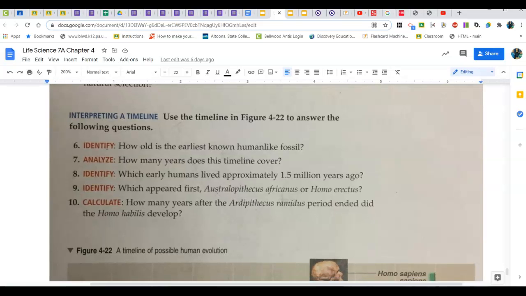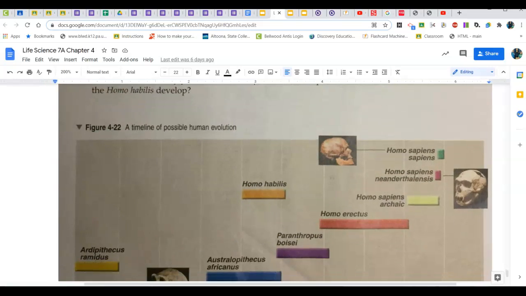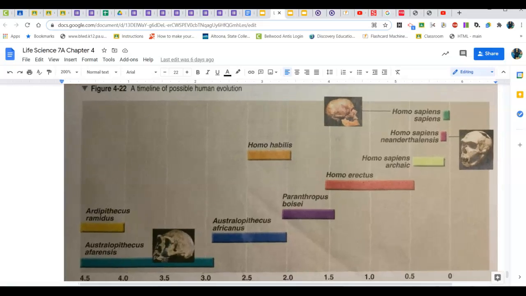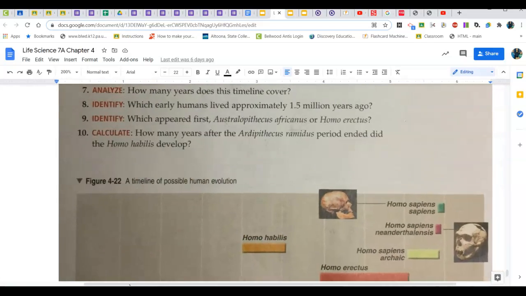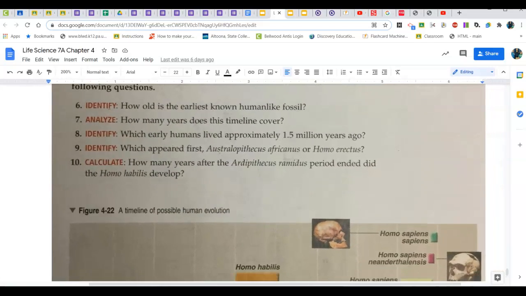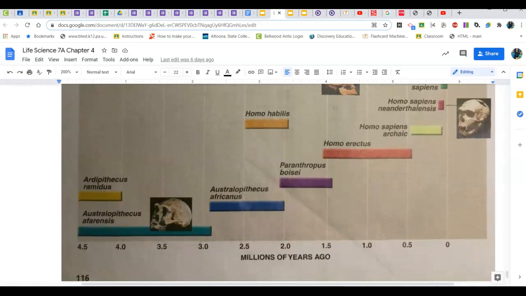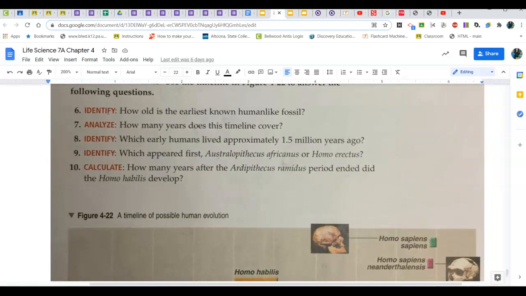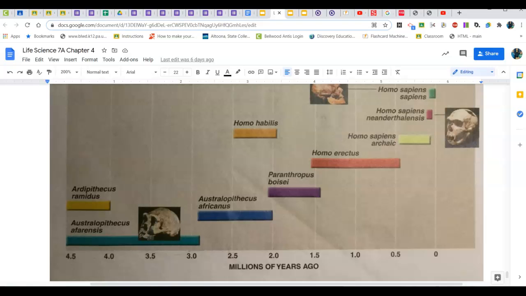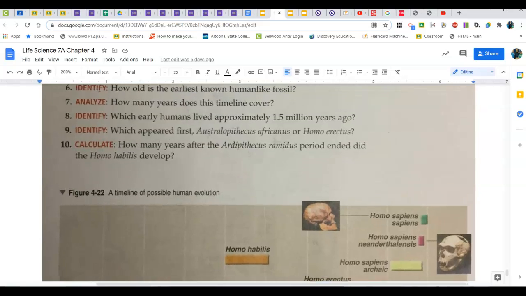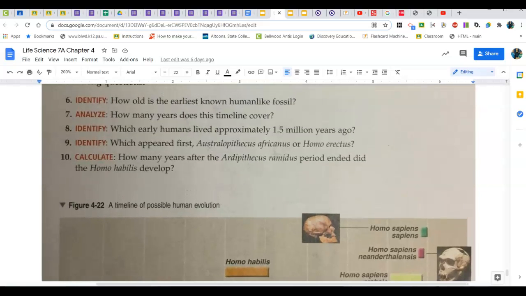How old was the oldest human-like fossil? If you look down here, 4.5 million years old. How many years does this timeline cover? 4.5 million years. Which early humans lived approximately 1.5 million years ago? You come down here, you go to 1.5, so that would be Homo erectus, which means upright walking human.